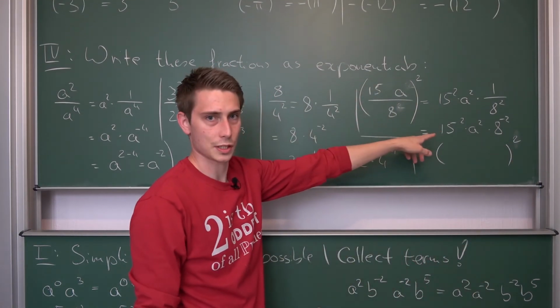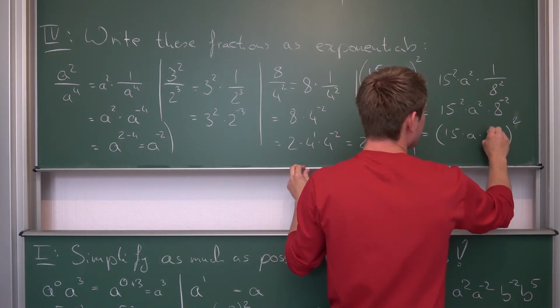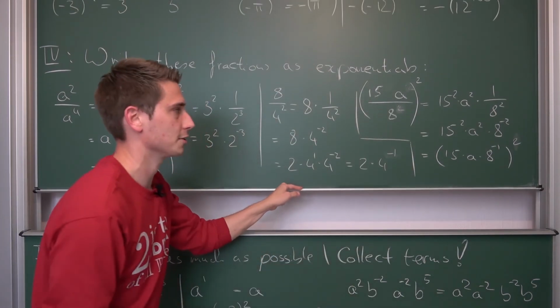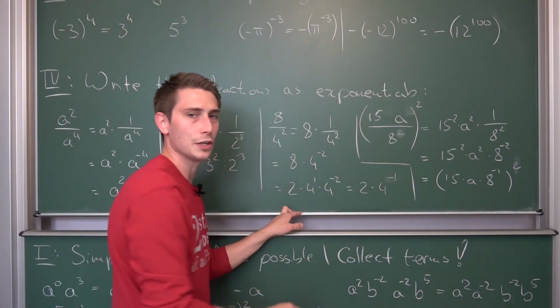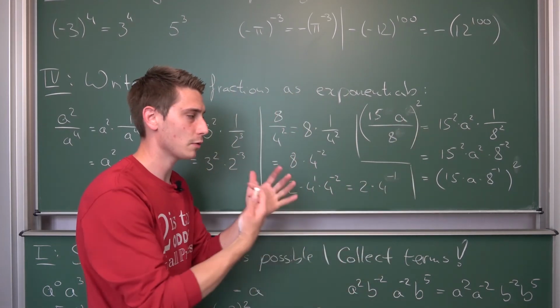And then what was the common exponent? It's basically 15 times a times 8 to the negative 1st power. Just as a little side note. Those two are equivalent, and I just want to say one or two words about this. And this basically concludes our exercise.